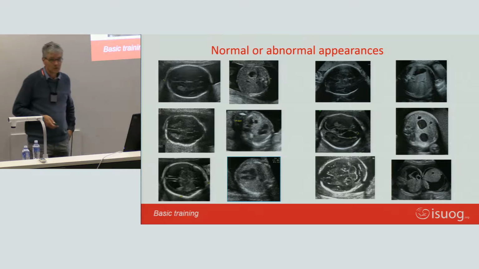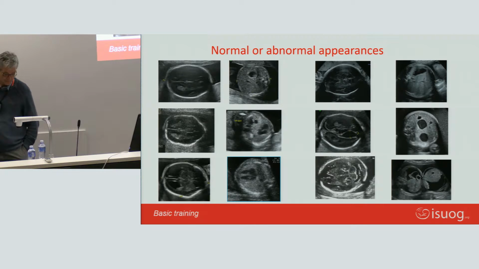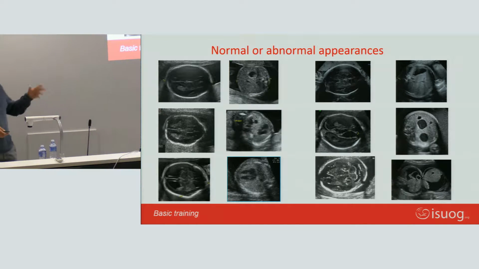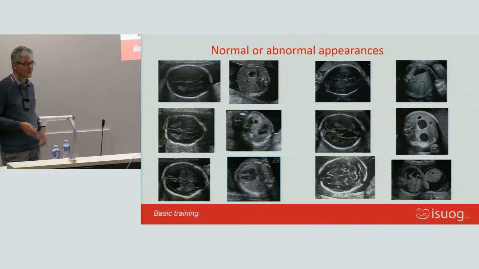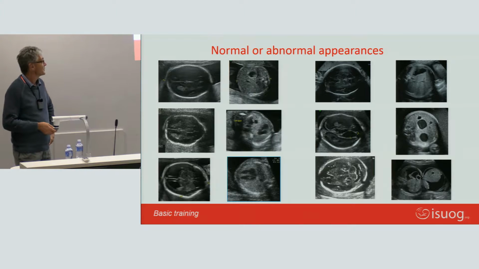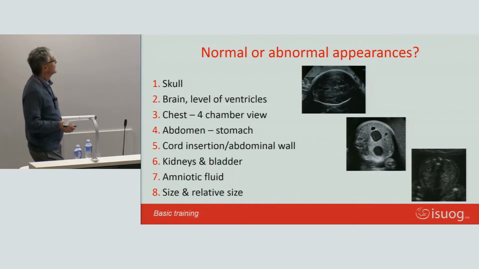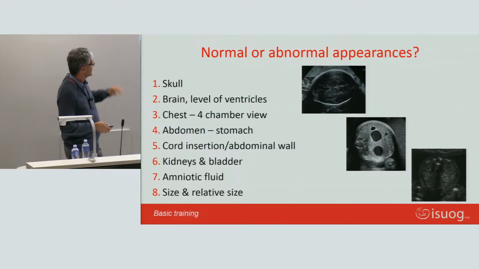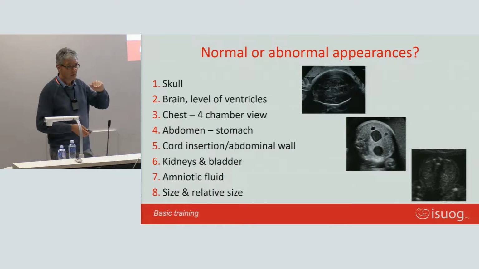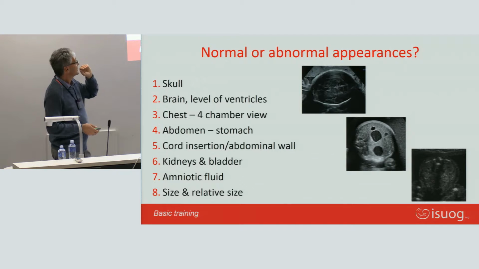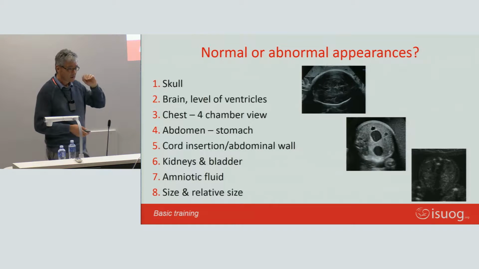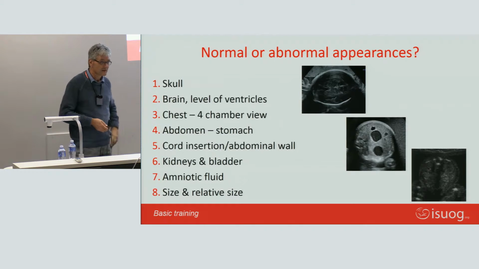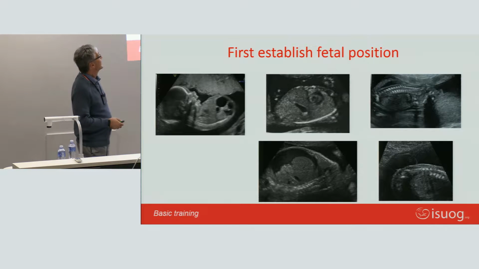And now, some normal and abnormal appearances. Okay, so that's now just to get you wondering what's happening. And we'll basically look at a couple of important planes, starting at the skull, brain, four-chamber view, abdominal circumference level, cord insertion, kidneys, amniotic fluid, and then size and relative size.